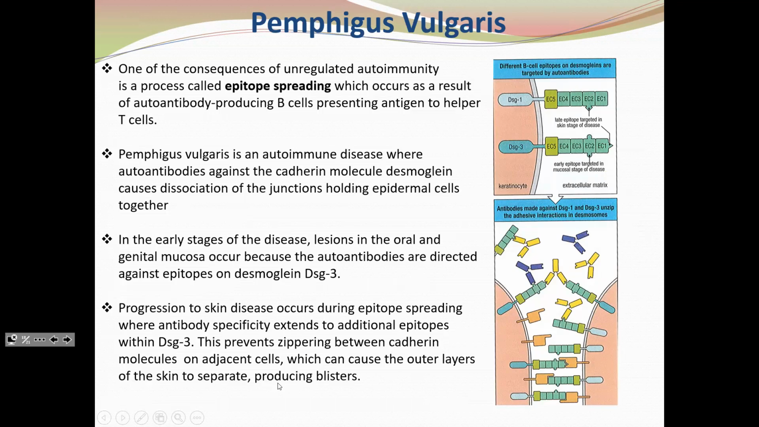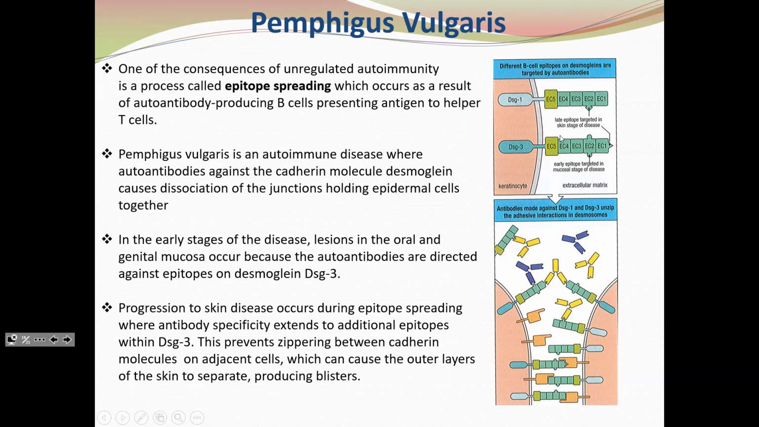Then pemphigus vulgaris is an example of the phenomenon of epitope spreading, which I told you about in the last lecture. So in your normal tissue with cell-to-cell contact through the adherens, basically what is happening is that in the initiation of this autoimmune disease, you have autoantibodies which are directed against the one epitope of these adherens.